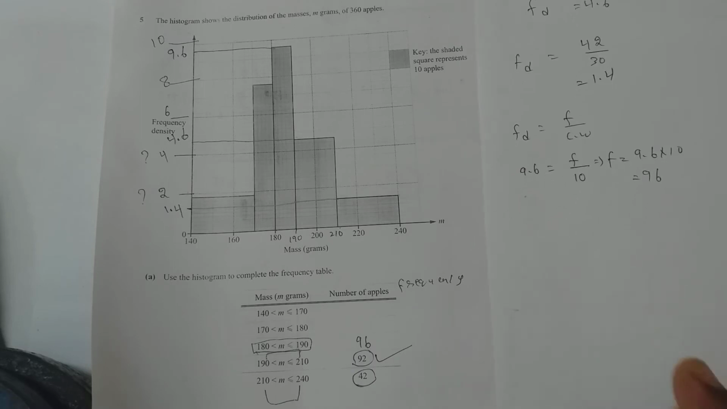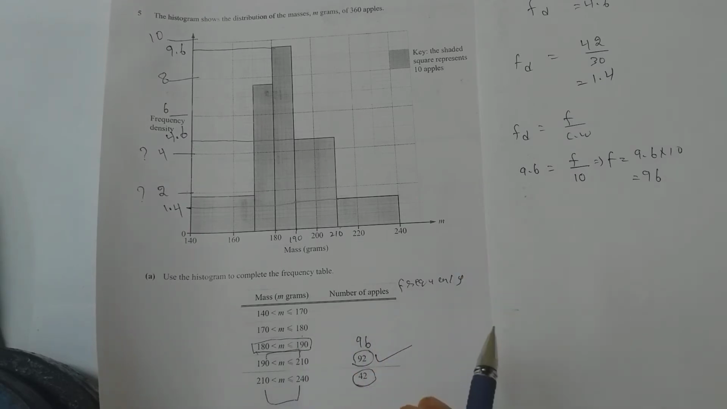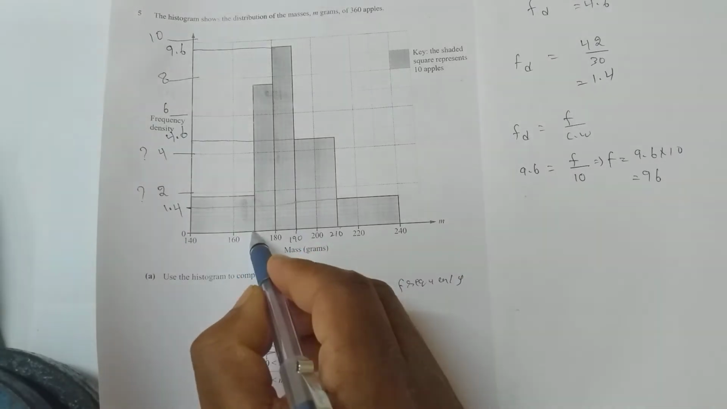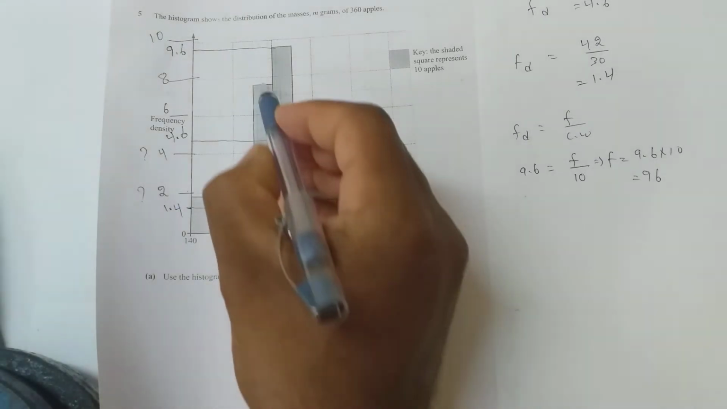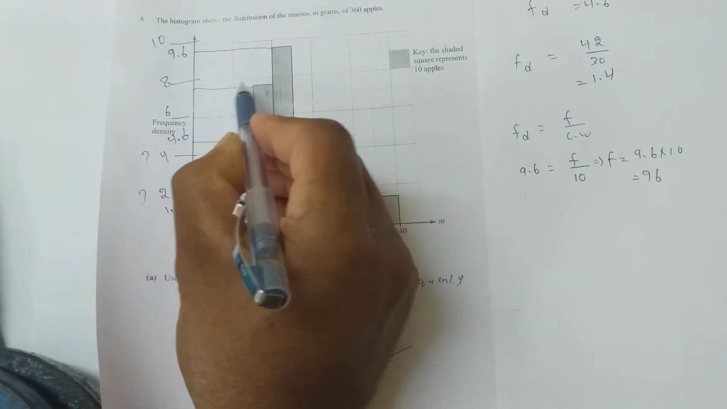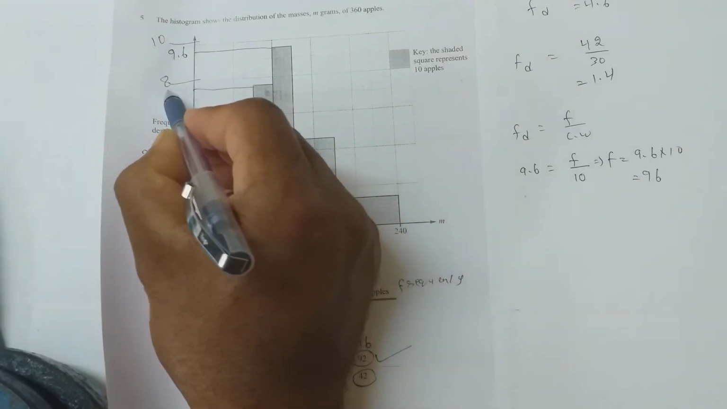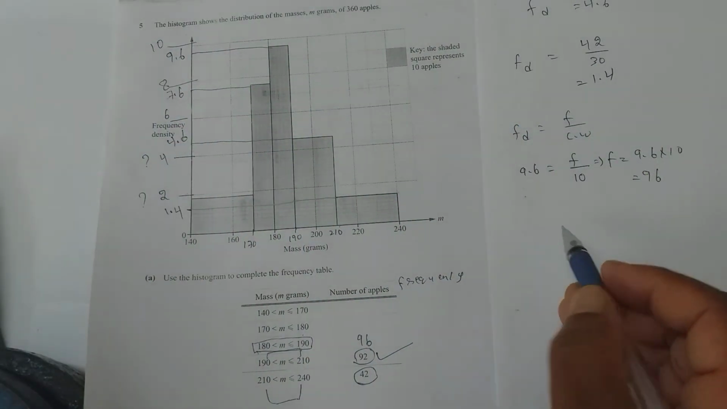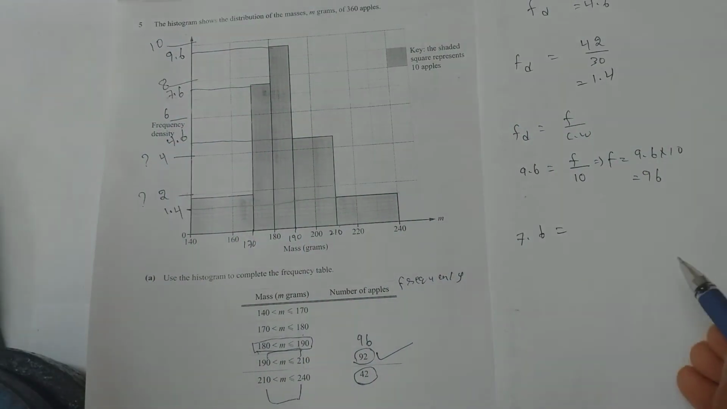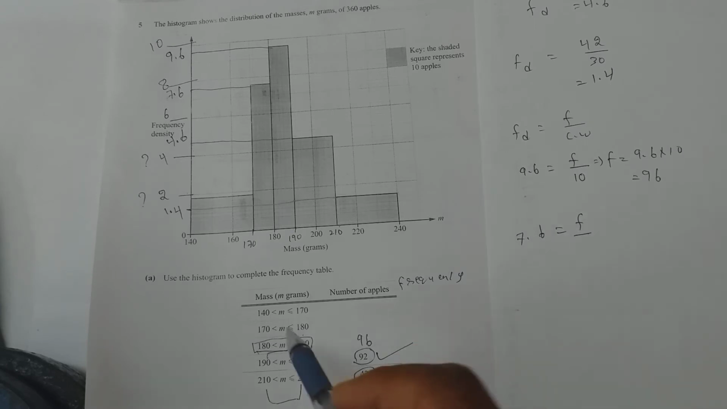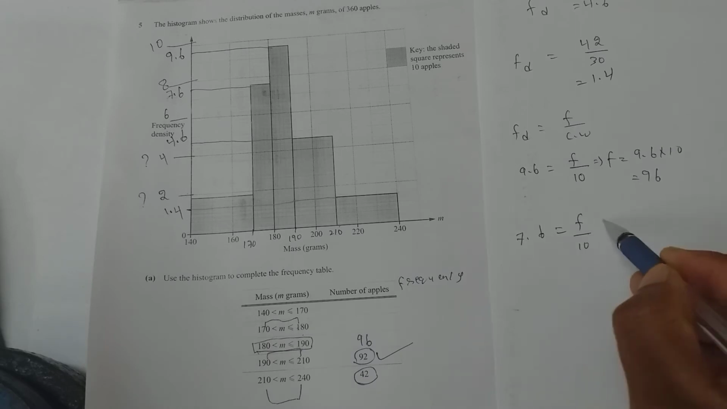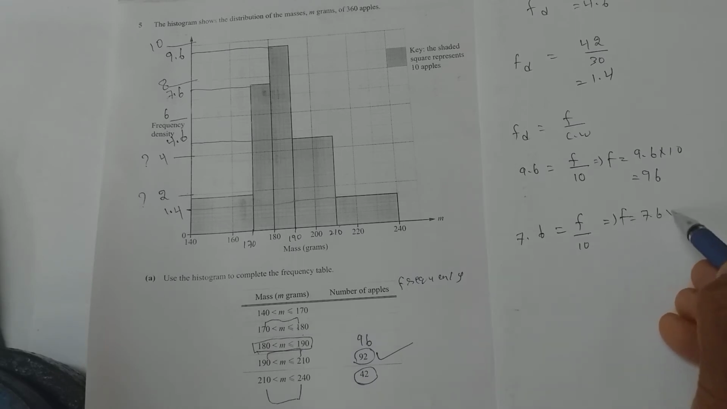Clear? Now next one. I want to find out here between 170 and 180. Where is the block for 170 and 180? Here it is 160, so this is 170. 170 to 180 is this one. So how much is the frequency density for this block? 7.6. This time 7.6 equals frequency, which I need to find, by class width. The gap between 180 and 170 is 10. So my frequency equals 7.6 into 10 equals 76.